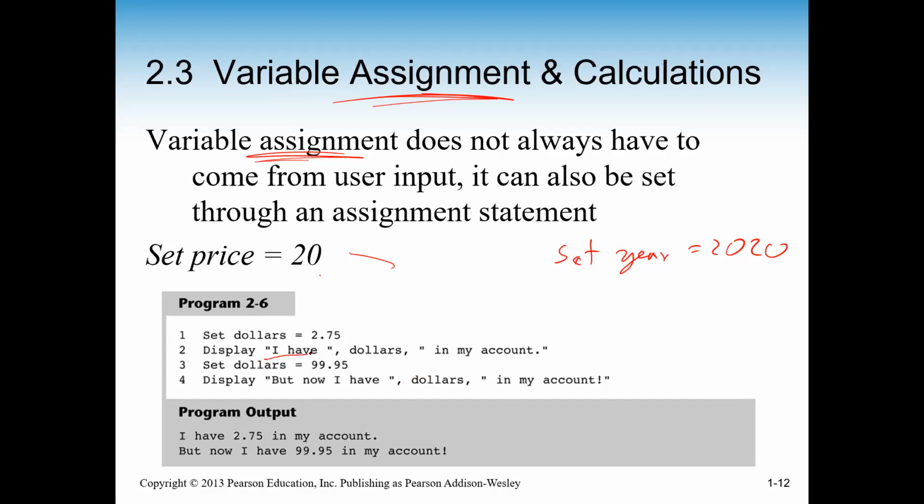If you notice here, I have commas. There's a comma there and a comma here. So there's really three pieces in that display. I have, in double quotes, you can see the double quotes there, a string literal, comma, dollars, which is whatever you set in this variable. So it gets plugged in there. So 275. And then another string literal, in my account.